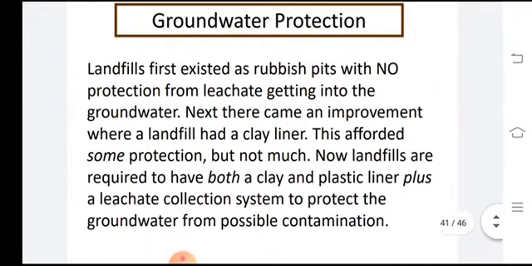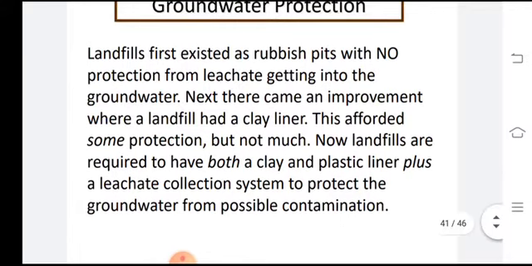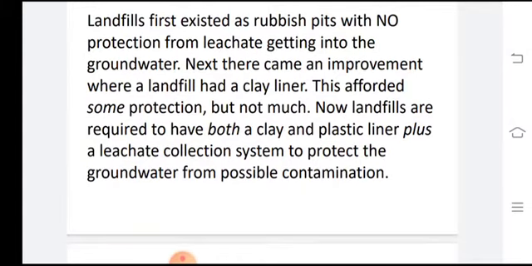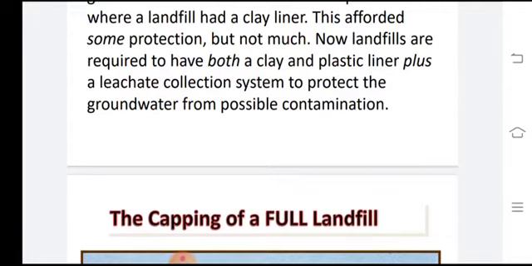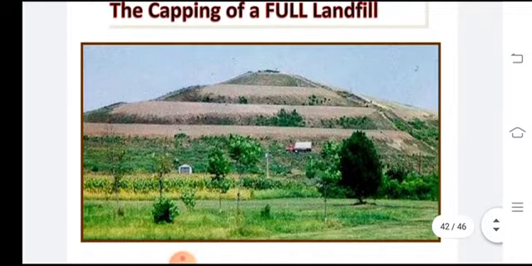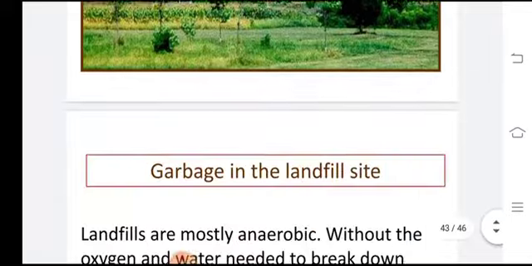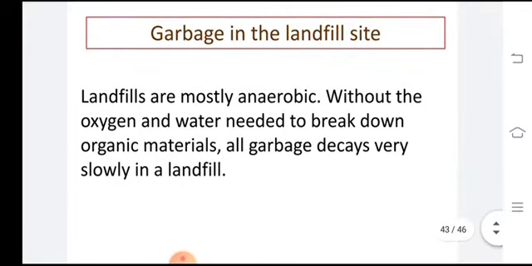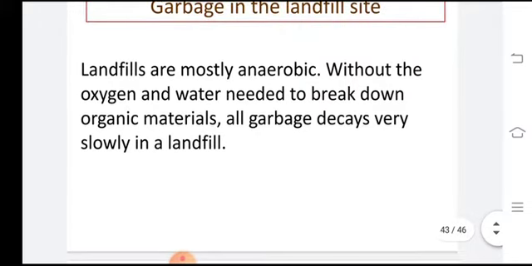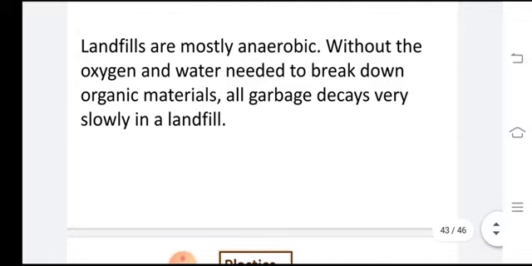So, groundwater protection: landfills first existed as rubbish pits with no protection from leachate. Then we moved forward to landfills in which there was no more percolation into the soil, and that's how we can prevent contamination from transferring to the soil and then to groundwaters. So this is the closing of the landfill once it has been filled up to its capacity, and the garbage in the landfill site is mostly anaerobic, without the oxygen and water needed to break down, so it will not have the possibility to decompose on its own.